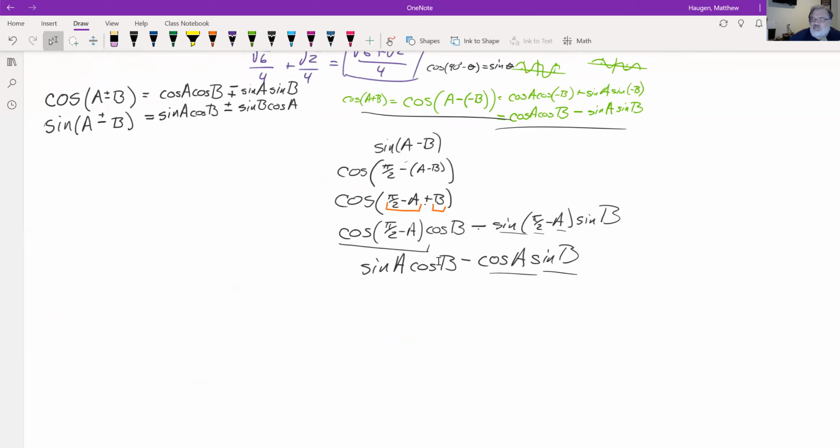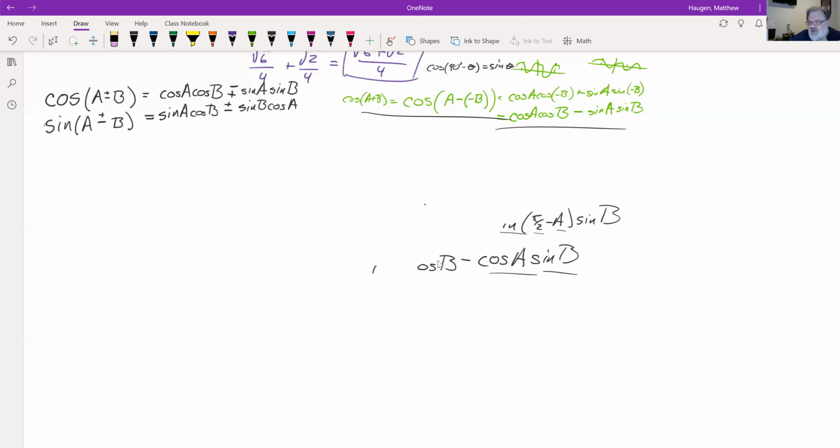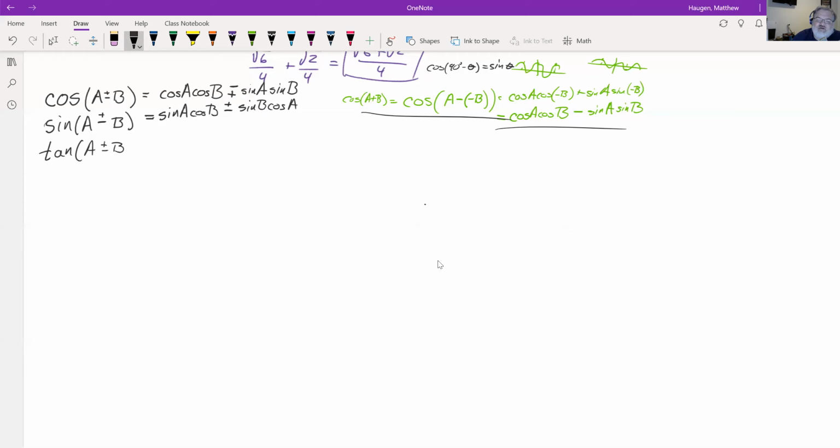Before we're done, it might be nice to have tangent. What we'll do tomorrow is play with these tools a lot. I wanted to get through today having these tools at our disposal, so tomorrow we could play with them. But we still certainly do need to make tangent of A plus or minus B. Any guesses on how we're going to make tangent? What's a nice relationship you know about tangent?